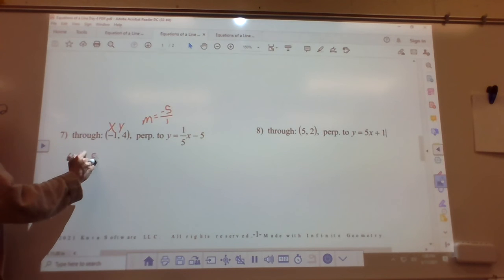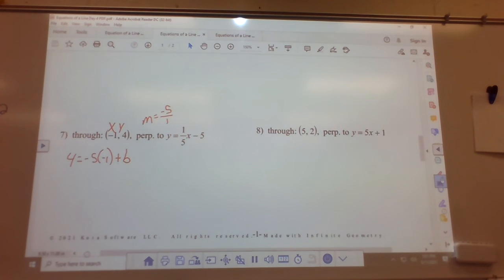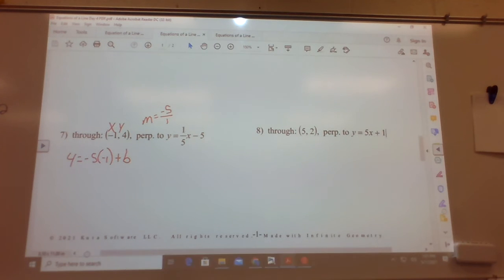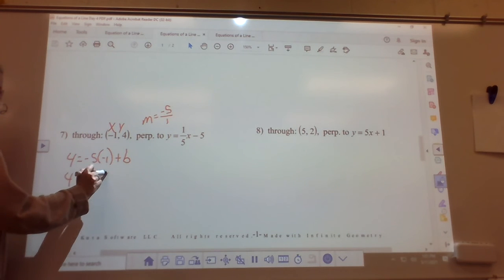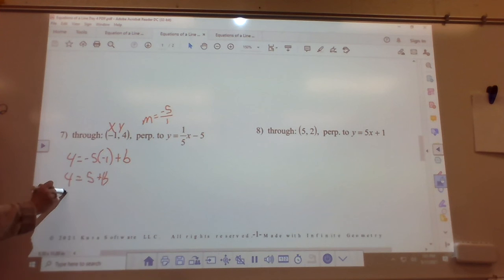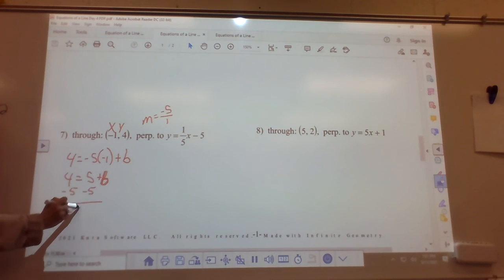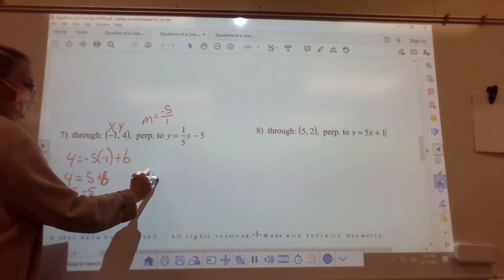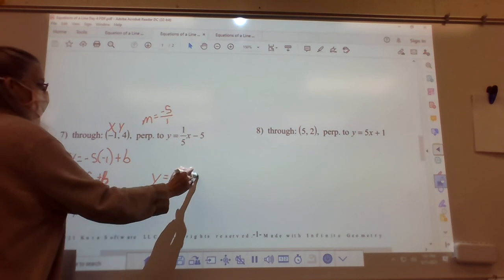y equals mx plus b. Like I said, it gets real repetitive after a while. You're just doing the same thing over and over again. Negative 5 times negative 1 is 5. So I get a positive 5 there. Subtract the 5 from both sides. So b is negative 1. And then I can go ahead and just write it out. y equals negative 5. You can put it over 1, but you don't need it. x minus 1.